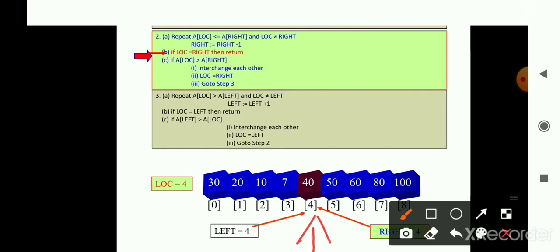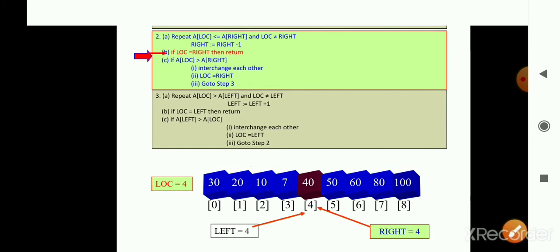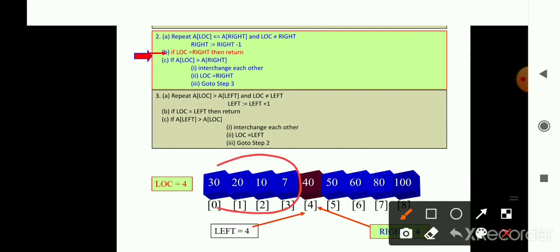All the smaller elements are at the left hand side of the 40 and all the larger elements are at the right hand side of the 40. So that is the first pass. We have the position of only a single element. Now we have to recursively call this quick algorithm for this left hand side and for this right hand side.